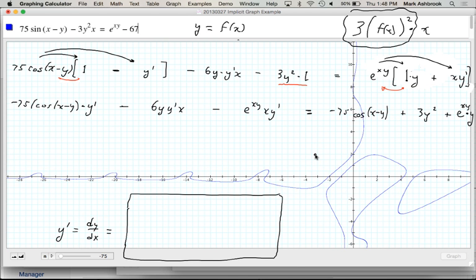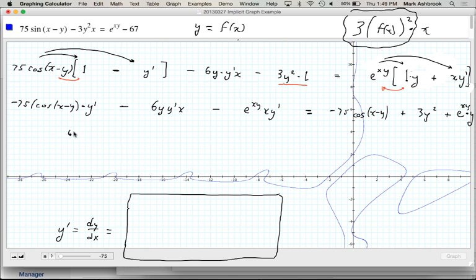And so we need to solve this, that first thing I wrote, for y prime, which means move every term with a y prime to the left, every term without a y prime to the right. And that's what I just did. Then what are we going to do? We're going to factor out y prime.